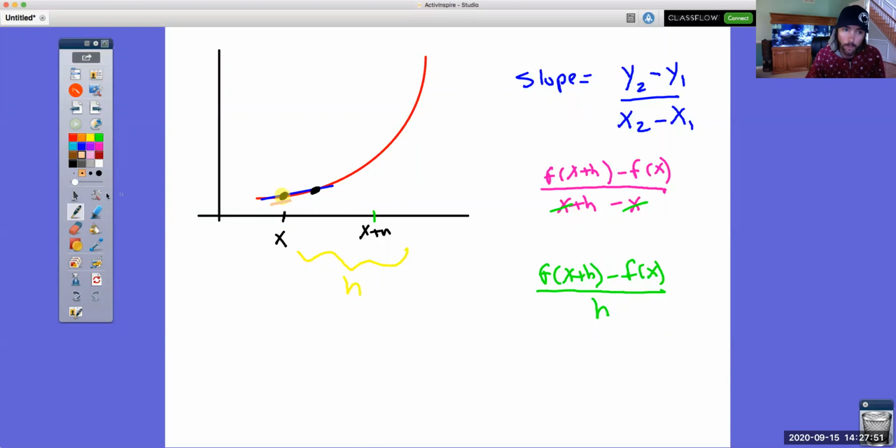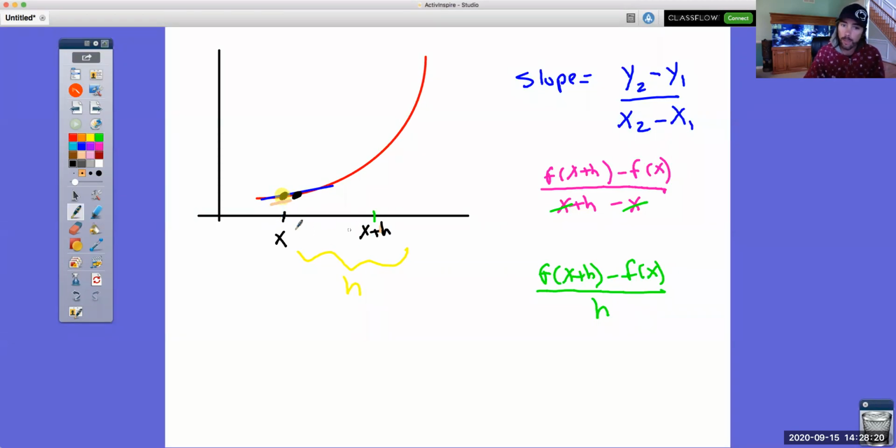I could be even more accurate. I could bring this second dot so close that the distance in between the two dots is infinitesimally small, really, really tiny. Well, if I did that, then my estimate would be extremely accurate. The closer these two dots are to each other, the closer the slope of the blue line mirrors the pink line, which is my slope at x.